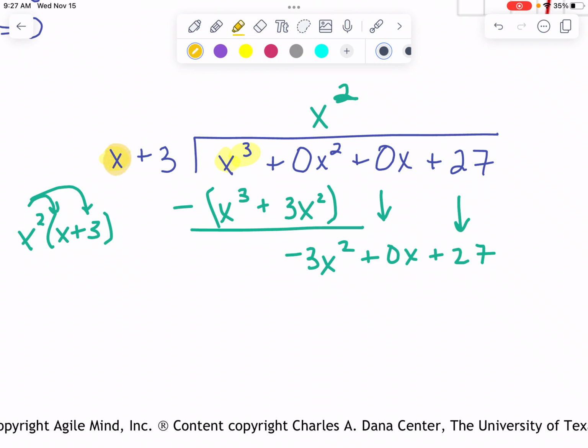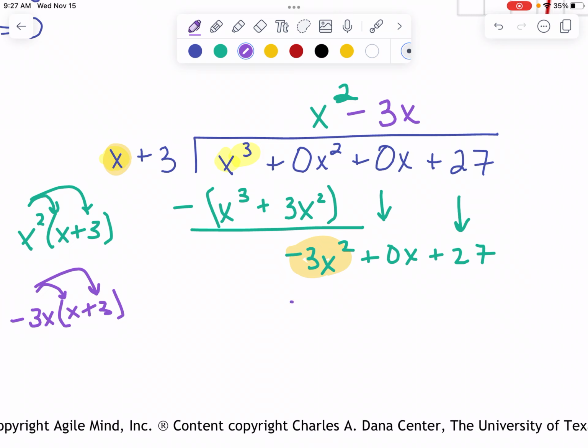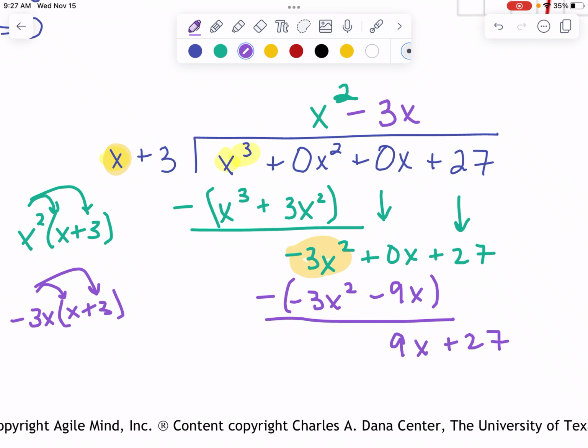Now I'm looking at my x and my -3x squared. I'm asking myself, x times what is -3x squared? That's going to be a -3x. A little side work over here, I can take that -3x times x plus 3, distribute that on through, and I get a negative 3x squared minus a 9x. I'm going to subtract that out. Negative 3x squared minus a negative 3x squared is 0. 0x minus a negative 9x is going to give me a positive 9x. Minus a negative changes to plus a positive.